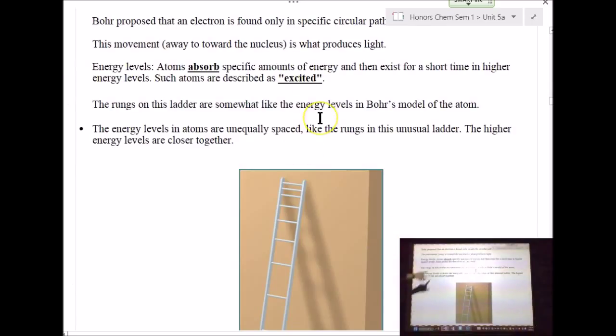Were these blanks here? The absorb and excited? Okay. Excited. And what we're going to talk about, and I'm going to explain it with this picture of the ladder that looks kind of interesting, so to speak.